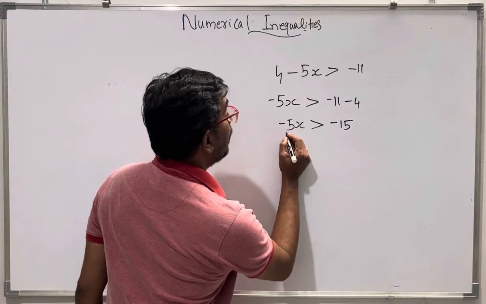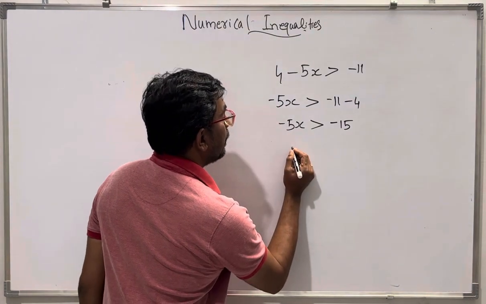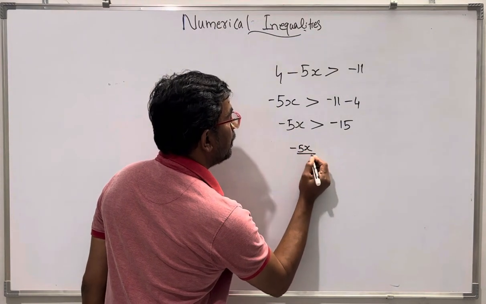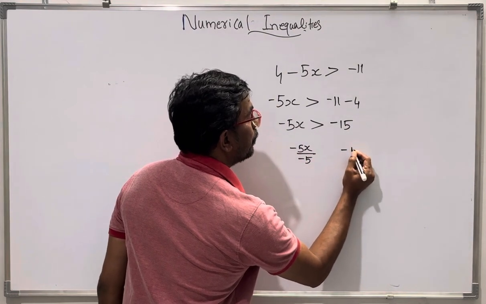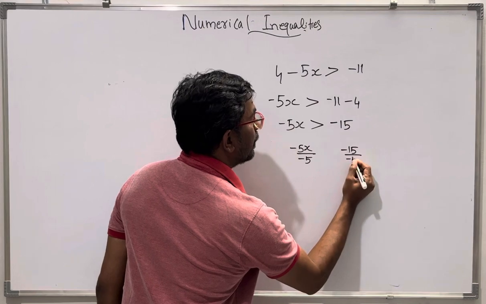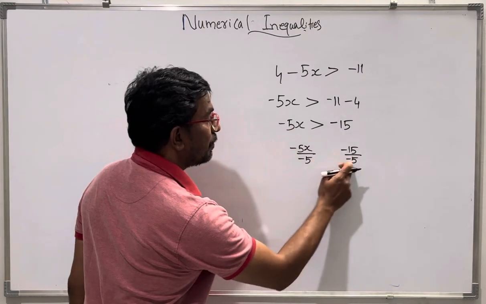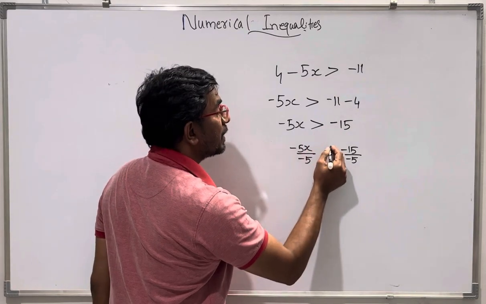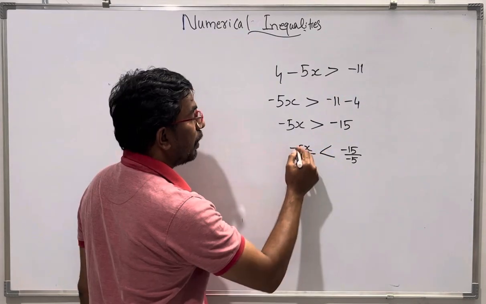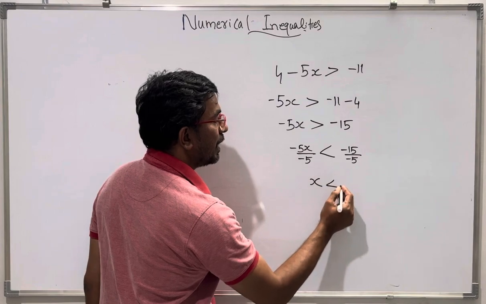Now I need to get x, positive x. So you have to divide by negative 5. See, minus 5x you need to divide by negative 5, only then this will become plus x. Then I have to divide by negative 5 here also. See children, when we are dividing by a negative number or multiplying by a negative number, the sign has to be flipped. Now this becomes x less than 3.